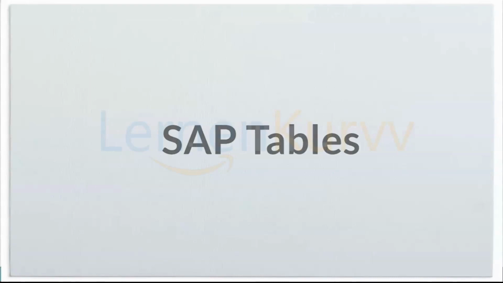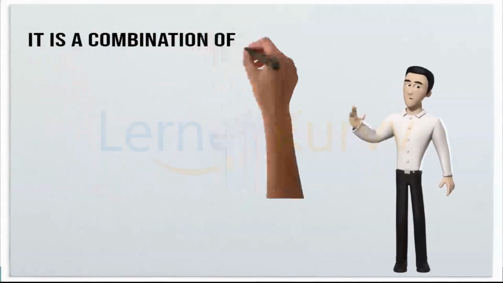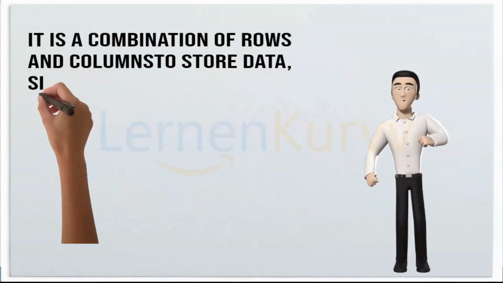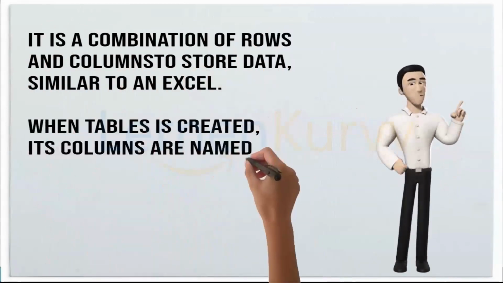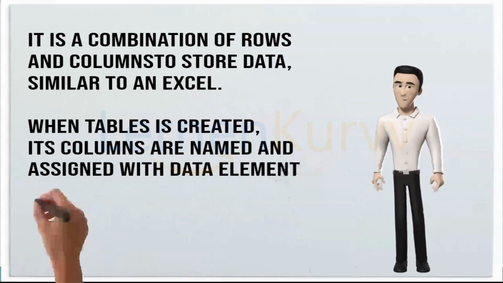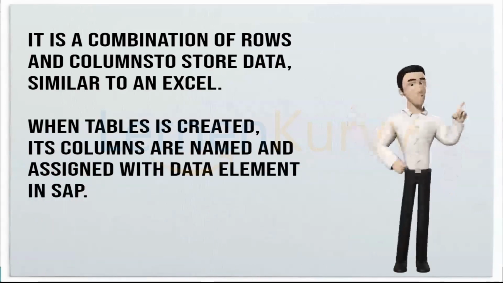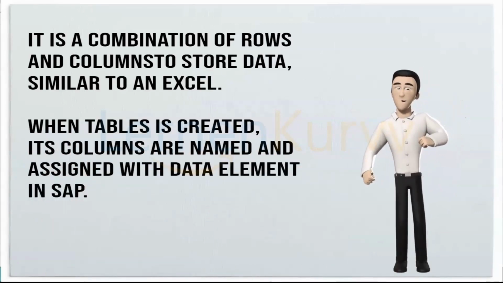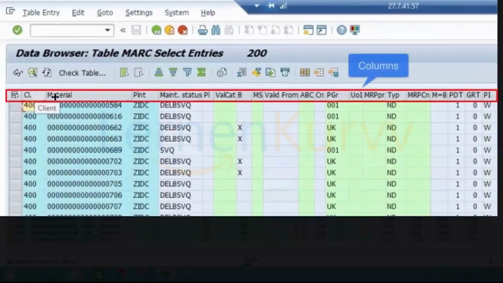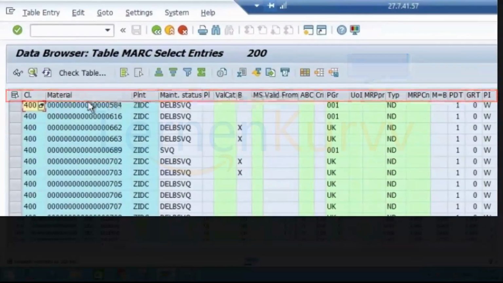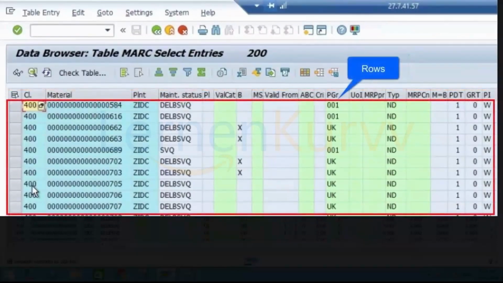SAP Tables is a combination of rows and columns to store the data, similar to an Excel. When a table is created, its columns are named and assigned with a data element in SAP. Let's look into SAP screens, how these tables look. So as you can see, we have these columns, such as material, plants and status etc. And we have corresponding rows with data for each column.